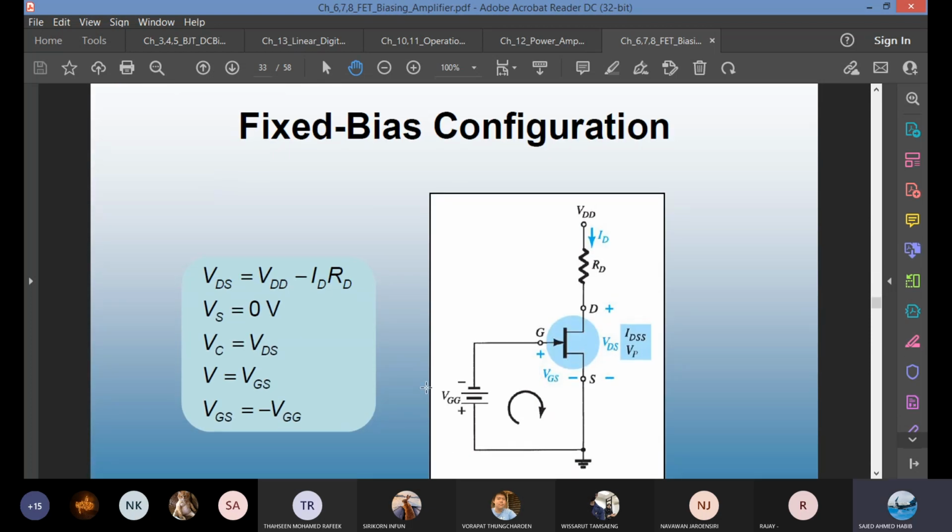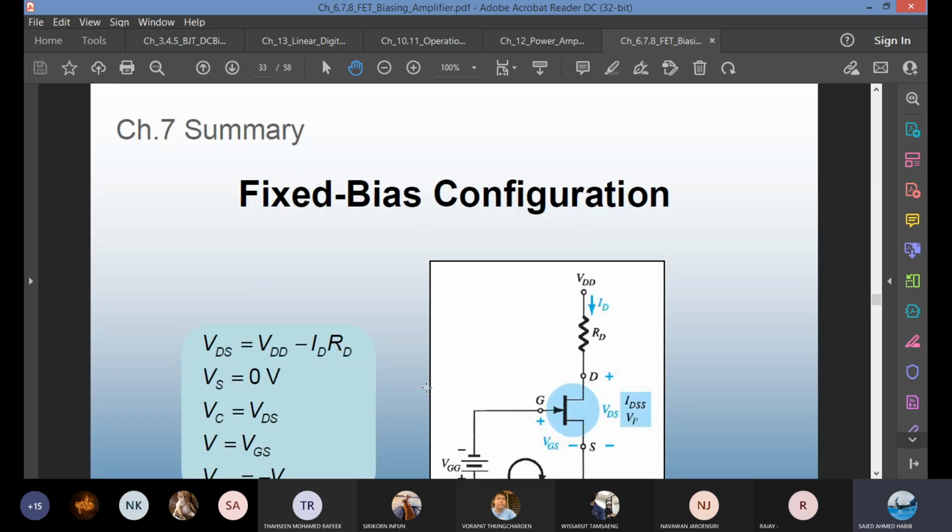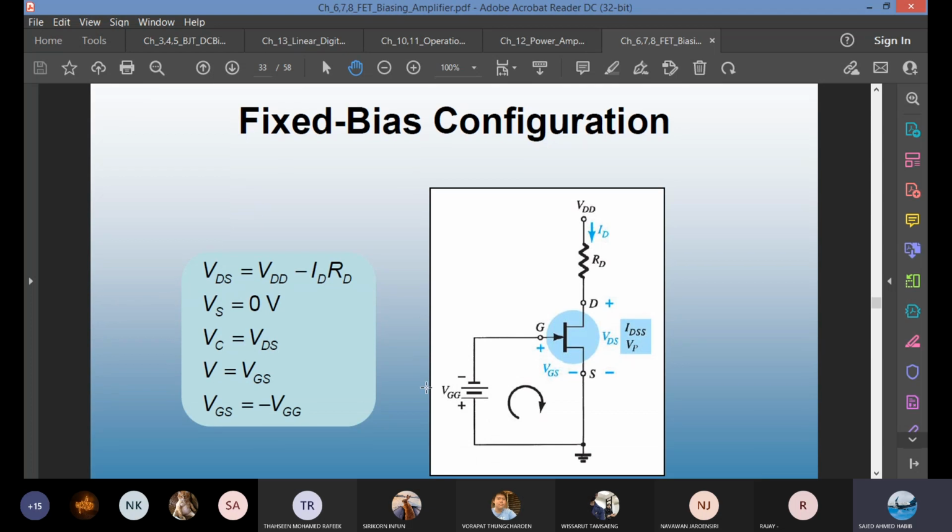So understand the fixed bias, what else? Fixed bias, self bias, and voltage divider bias. For a fixed bias, there's a fixed value of VGS, which is minus VGG. You can see from the loop.